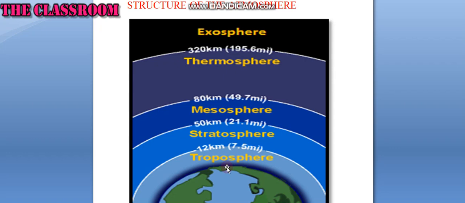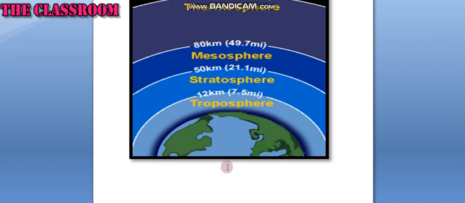Mesosphere extends between 50 km to 80 km. Thermosphere exists above the mesosphere. It extends to about 600 km. This is the picture of the structure of the atmosphere.